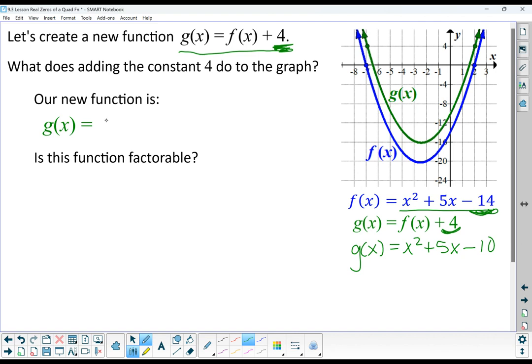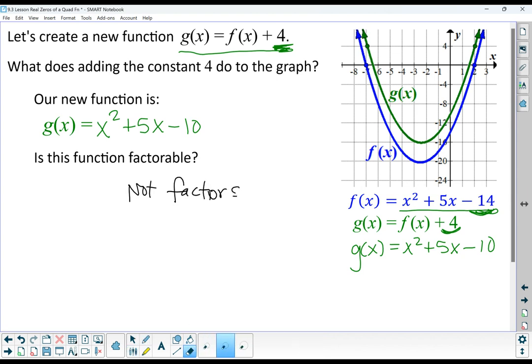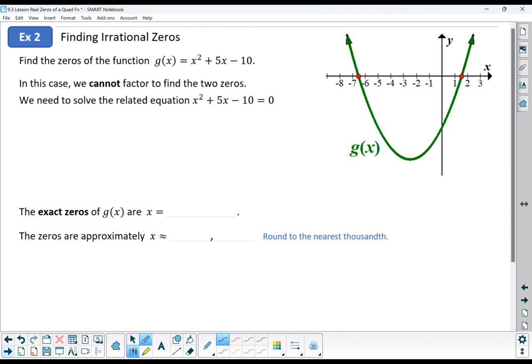Now, our new function, g of x, is not factorable. There are not factors of 10 that can help us add up to negative 5. So in that case, we're not going to be able to factor it. We're going to have to use a different method of solving. To find the real zeros of this new function g of x, we're solving this equation, x squared plus 5x minus 10. If it is not factorable, we use the quadratic formula.